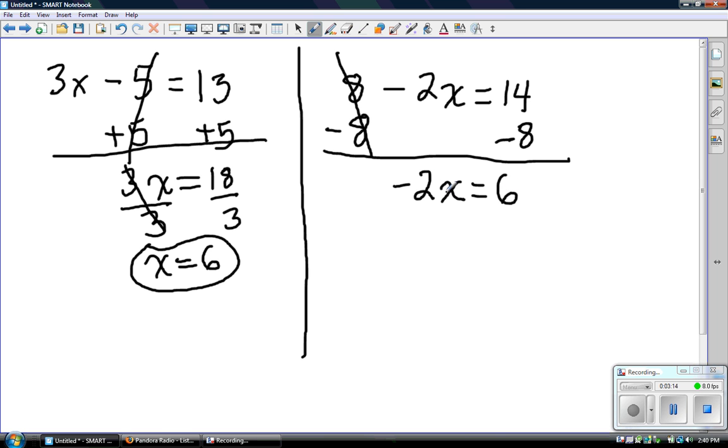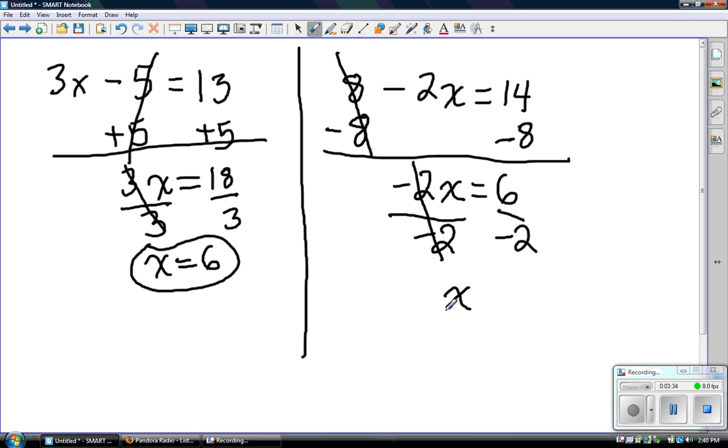The next thing we have to do is get rid of this negative 2 now. So x is being multiplied by negative 2. What's the opposite of multiplying by negative 2? Well, the answer is actually just dividing by negative 2. You don't change the sign at all when you're multiplying or dividing. So dividing by negative 2 on the left-hand side, that's going to cancel out. And on the right-hand side, it's going to change our answer around a little bit.